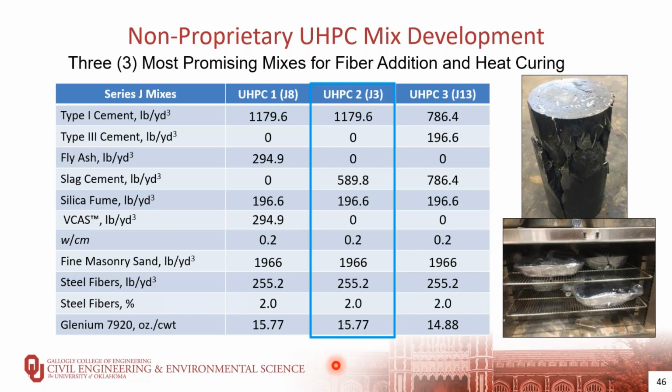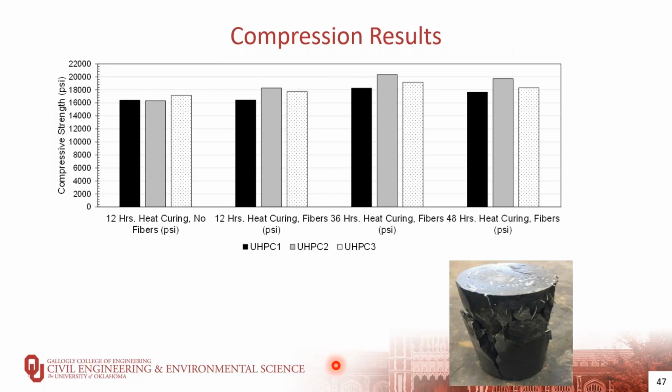UHPC 2, or what was J3 in Series J, was the most promising mix design according to compression, modulus of rupture, or flexural strength, and the cost of the materials.